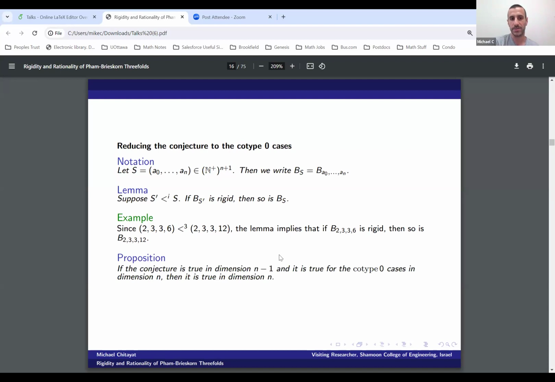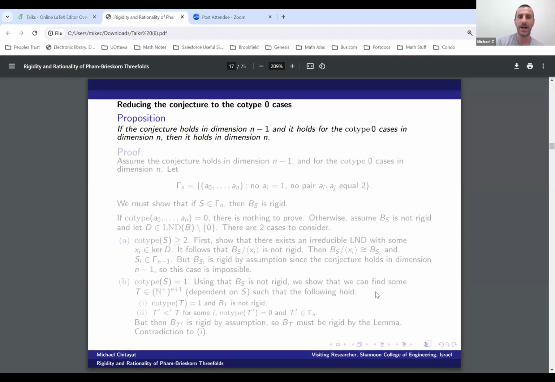And a consequence of this lemma is the following proposition, which allows us to reduce our conjecture to one of two cases. So we can always reduce either to the case of smaller dimension or to the cotype 0 cases. So the claim is that if the conjecture is true in dimension n-1, and it is true for the cotype 0 cases in dimension n, then it is true in dimension n. So I will give you the sketch of this proof, omitting some details, but at least you'll have the idea of what's happening.